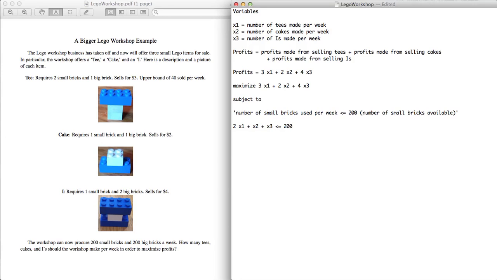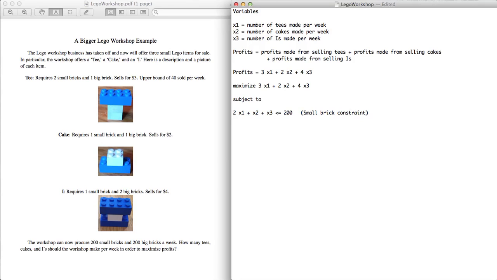I think it's good when formulating these models to identify, you don't necessarily need to write out the number of small bricks used per week, so we're going to delete that. But to make sure that another person can come in and check the logic of your linear programming, label your constraints. So we'll label this one the small brick constraint.